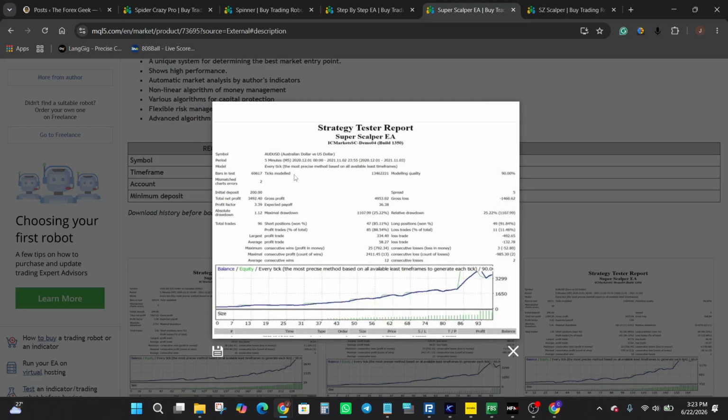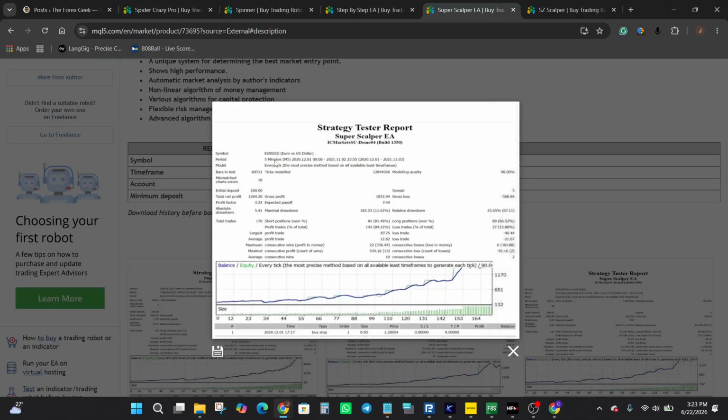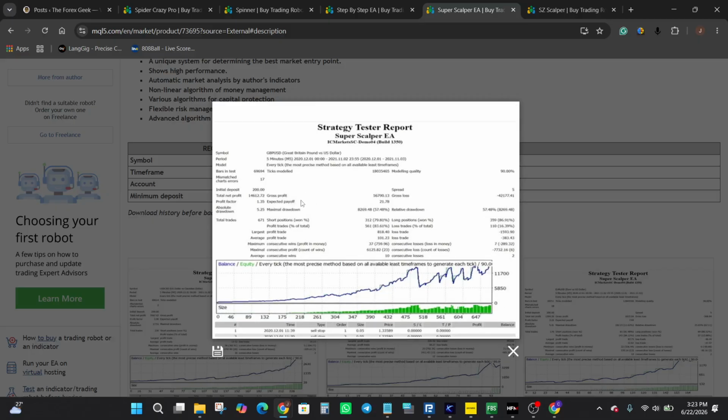Okay, this is for AUD USD, 3,492.4 net profit, same deposit, of course. And then in this case, we have 88.54% win rate. This is for Euro USD, same time frame, same deposit, $1,264.2 net profit, 84.12% win rate. Here we have for GBP USD, wow, this is actually 14,612.72. So this seems to be the biggest so far. Okay, and the win rate here is 83.61%.